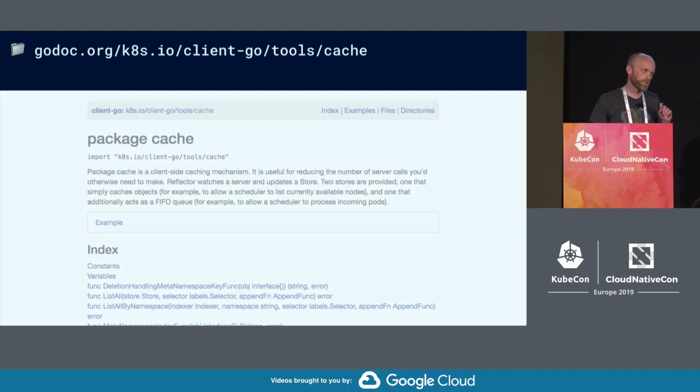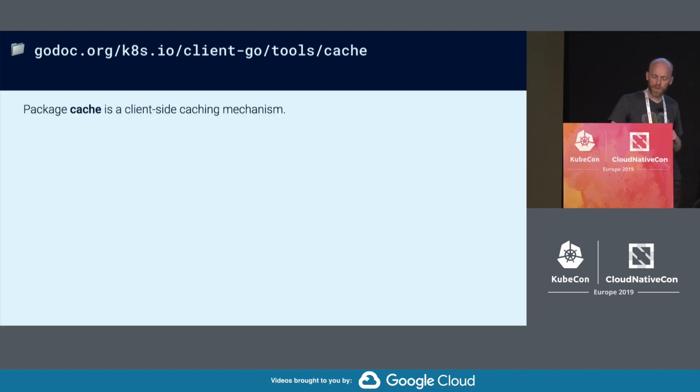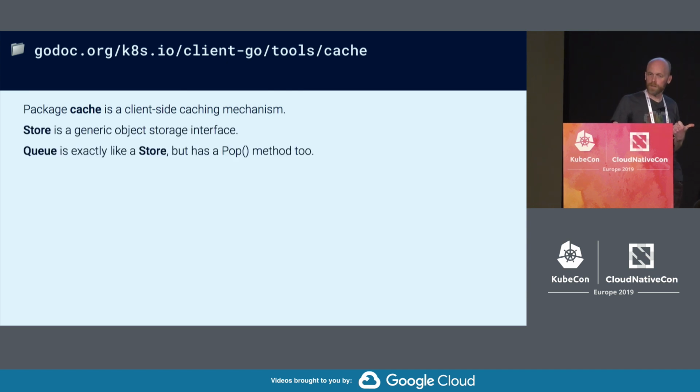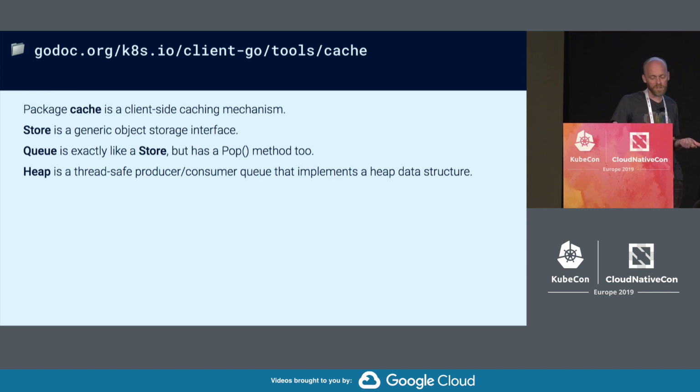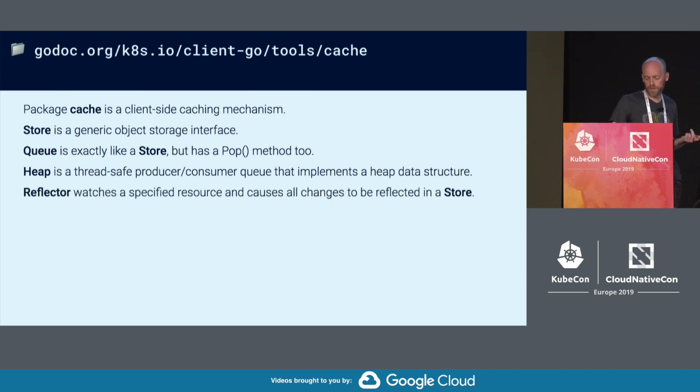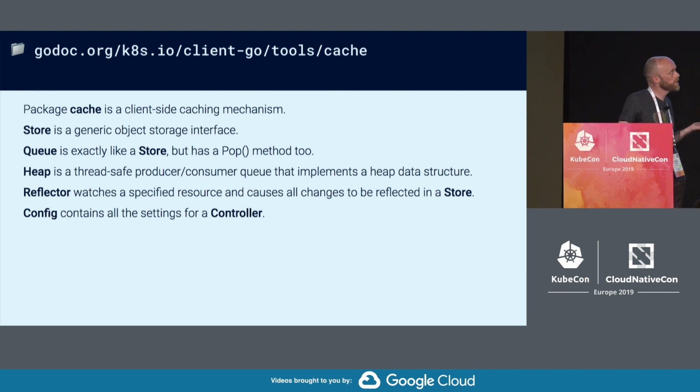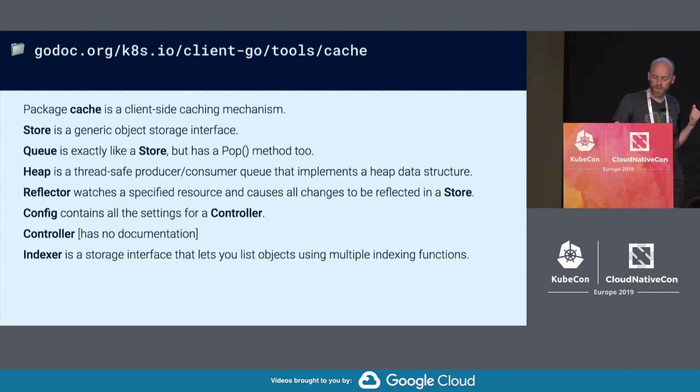So at this point, I kind of scroll up and down the page, and I get some information. So package cache, store is an object interface, queue is like a store, but there's also a heap in here. There's a reflector, which watches a resource and updates a store. There's a thing called config, which produces a controller. Controller is not documented at all. I actually still don't know what a controller is from the cache package. But there's something called an indexer.